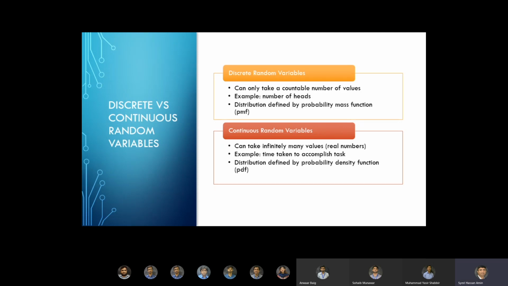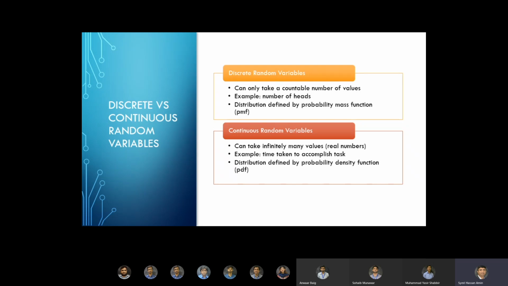If you have discrete random variables, then their distribution is defined by the probability mass function. If you take all the discrete random variables and look at their probabilities collectively, which is their distribution, then you would be using a probability mass function. Okay?